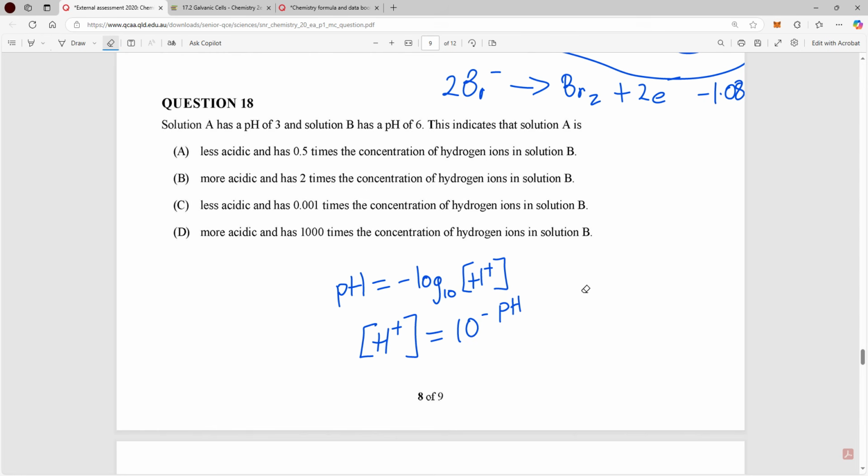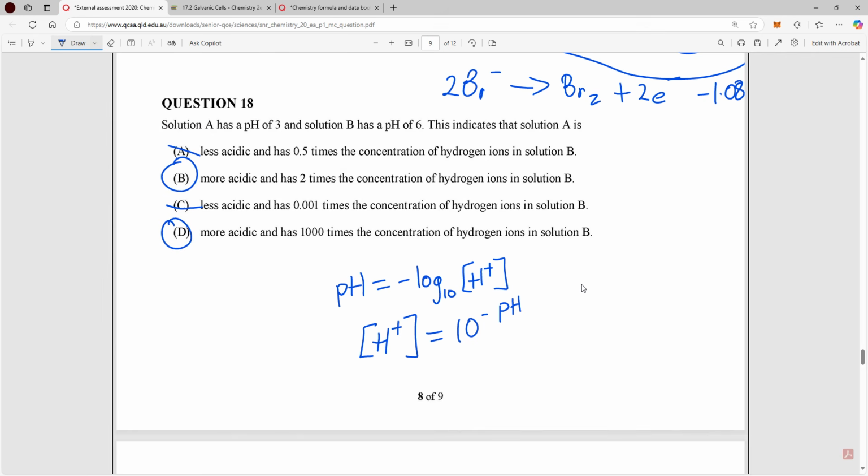So indicate solution A is more acidic, so it could be out of B and D. So it's not C or A because they're saying less acidic. Now here we have 2 times and 1,000 times. Now people would say 2 times because 2 times 3 gives you 6. But that's not the case here. You need to compare the hydrogen ion concentration.